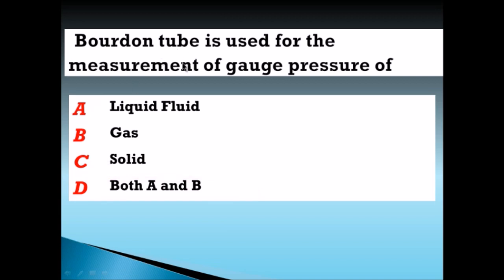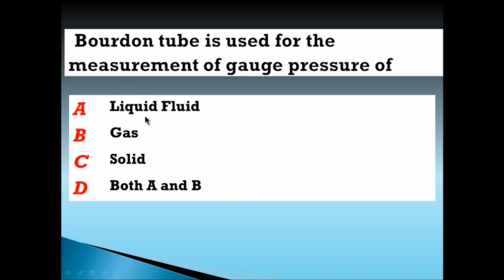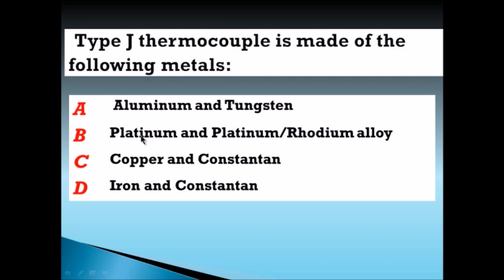Bourdon tube is used for the measurement of gauge pressure of. Bourdon tube जो होगा, so liquid fluid के लिए, gas के लिए, solid के लिए, या both A and B, or liquid or gas? So answer is D, both A and B. It can be used to measure the pressure of liquid, fluid and gas.